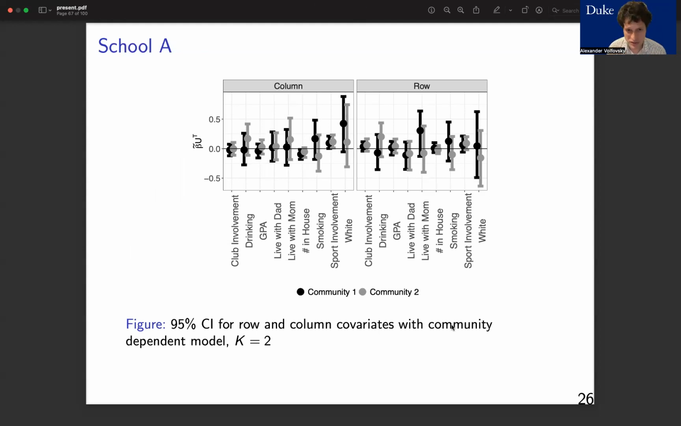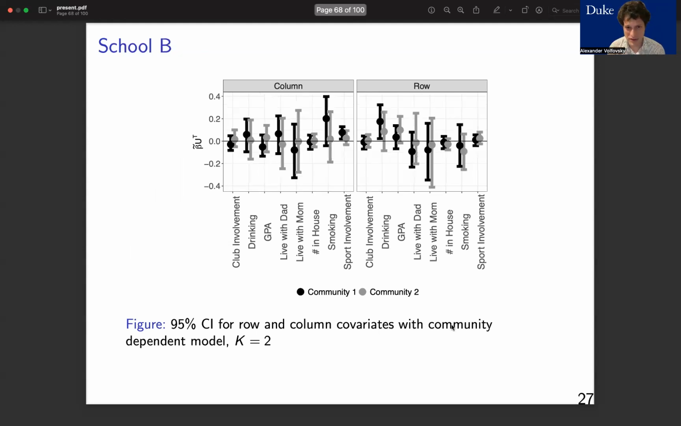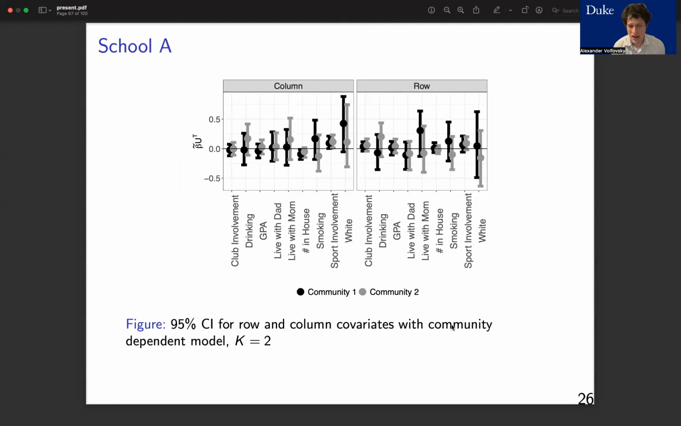But we'll see that in School A, there's some differentiation between the communities across the different covariates, whereas in School B, there's substantially less differentiation between the communities. What's nice here is that we're able to fit this very general model and not be worried that we'll end up fitting an incorrect structure. We're able to adapt down to settings where there is no community dependence.